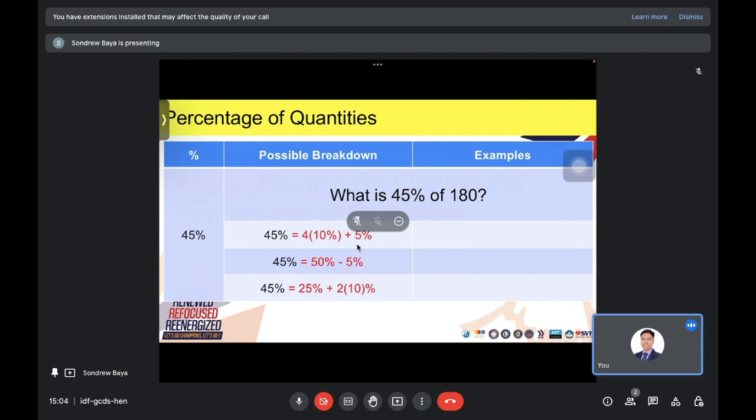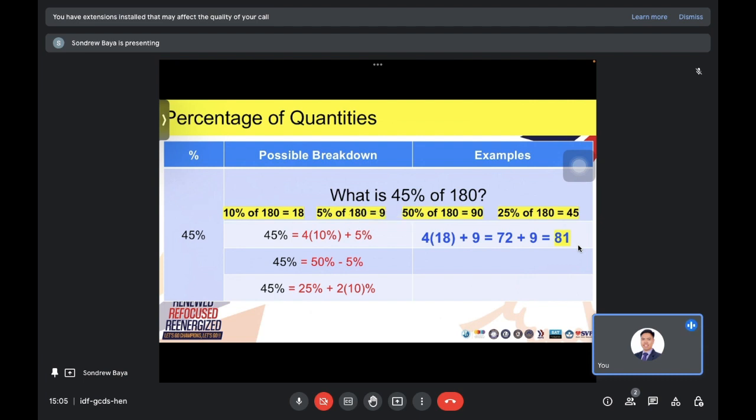And 10% of 180 is 18. 5% of it is half of 10%, which is 9. 50% is 90, and 25% is 45. So using these values, we can now compute what is 45% of 180. For the first breakdown, it's 4 times 18, which is the 10%, plus 9, which is the 5%. Simplifying this will give you 81. So 45% of 180 then is 81.